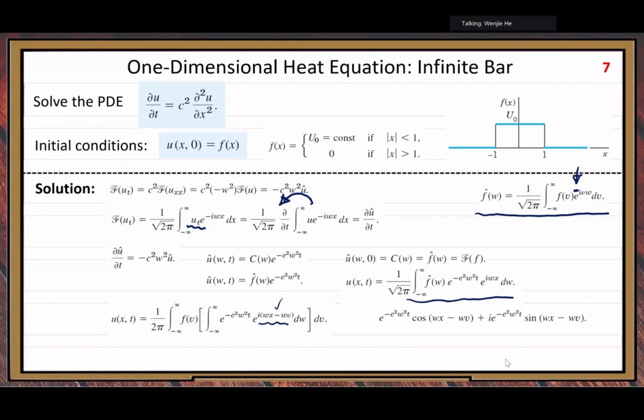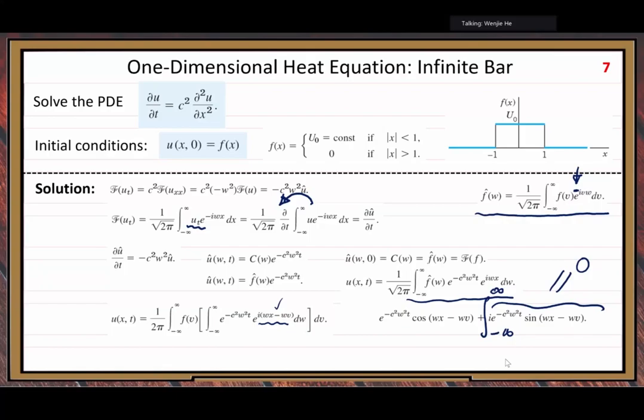Now we want to claim that the integral of this imaginary part will be 0. Can you see that? Let me show you why the integral of the second part will be 0. Because this integral is from negative infinity to infinity, the whole real axis, which is symmetric: a positive half and a negative half.